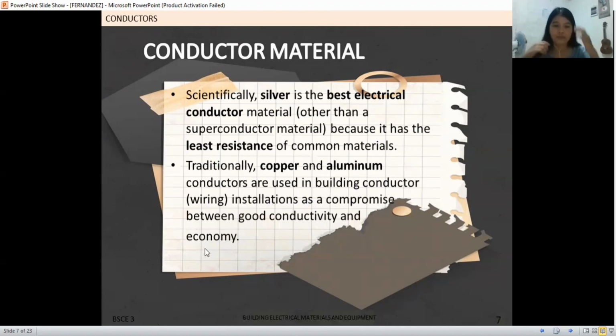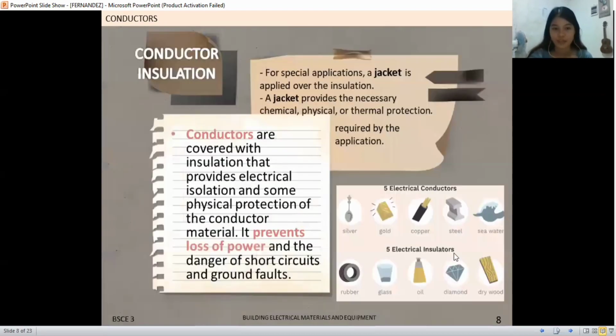So, ang mga conductor materials, mga nalagyan na ng mga material which energy or the electricity can flow into them. Tapos, ang pinaka the best na conductor material, electrical conductor is the silver, because it has the least resistance of a common materials. Tapos, traditionally, copper and aluminum are used in building conductors.